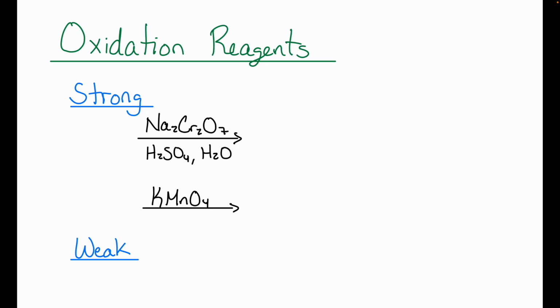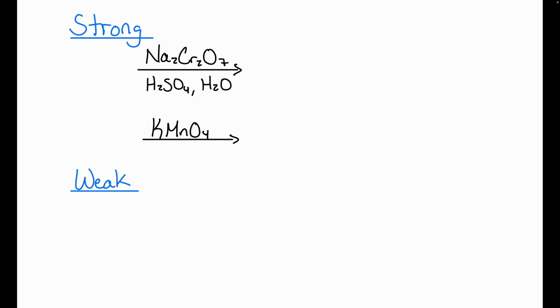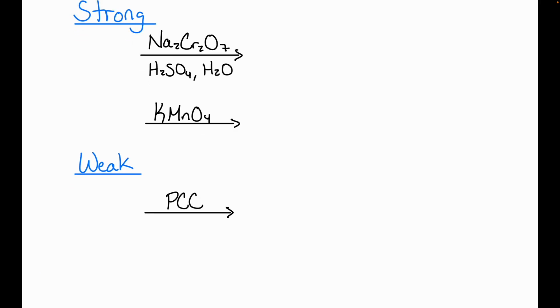Depending on the age of your textbook, you'll see a lot of chromium-based oxidation agents in older textbooks, and you'll see some of these other ones in newer textbooks. Same thing with our weak oxidizers. The first one is PCC. I don't remember exactly what it stands for, except that one of the C's is for chromium. It is another chromium-based oxidizer. Again, kind of falling out of fashion. And there's a new fancy one, DMP, Dess-Martin periodinane, something like that.